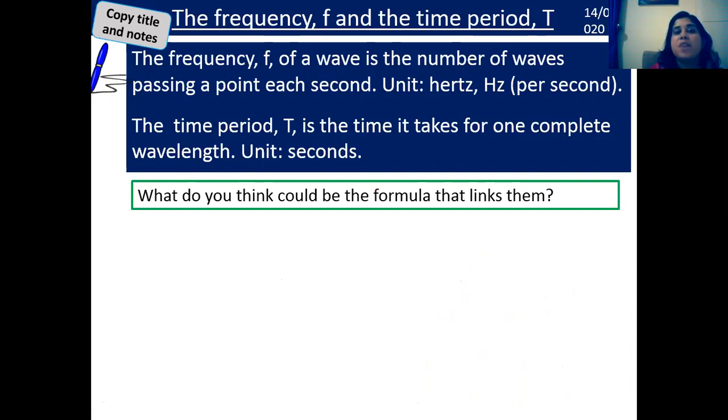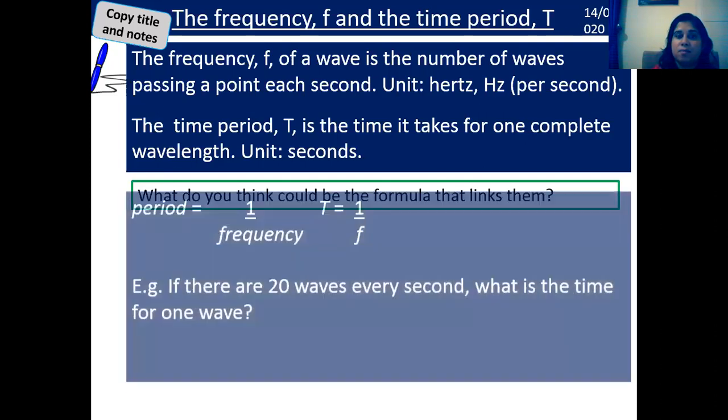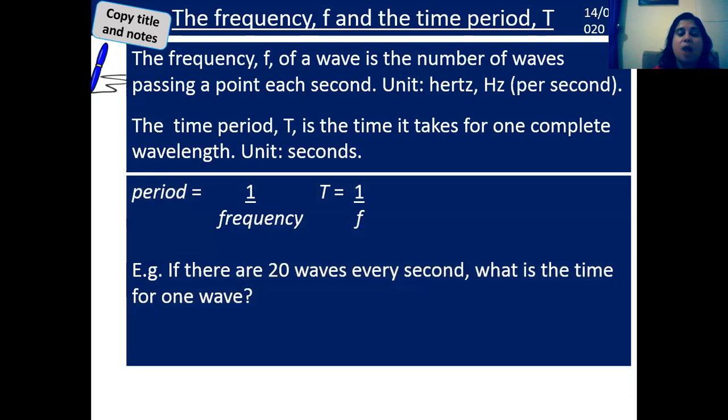Now, the frequency of a wave is the number of waves passing a point each second. So, in 1 second, how many waves are passing? That is called the frequency. And what is the time period, or the period, for the wave? It is the time taken for one complete vibration or one complete wavelength. Now, how do we calculate frequency and how do we calculate the period?